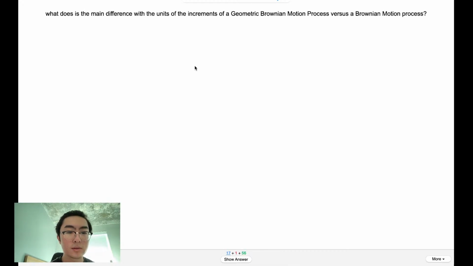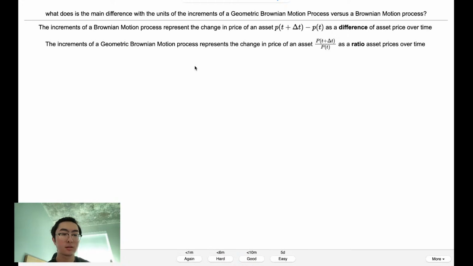What is the main difference with the units of the increments of a geometric Brownian motion process versus a Brownian motion process? Ooh. So maybe the Brownian motion process is log price or log returns, and the geometric Brownian motion process is percent returns.